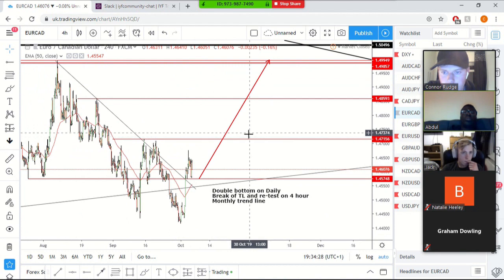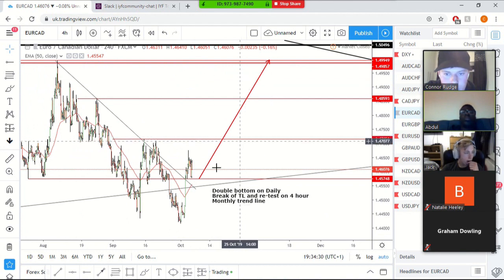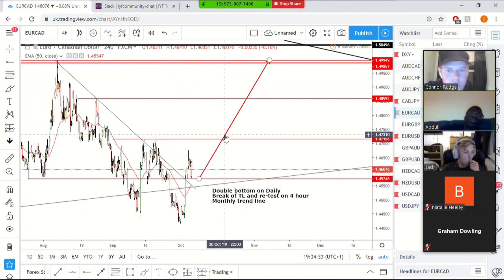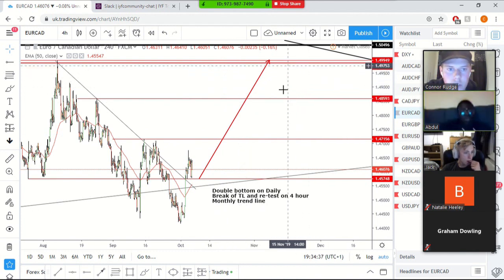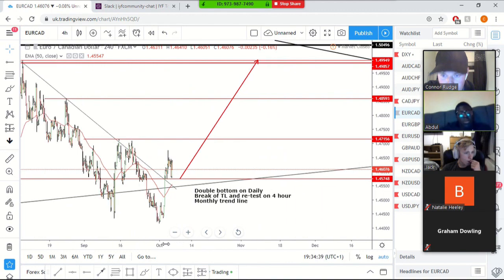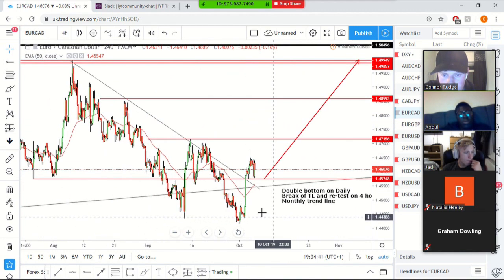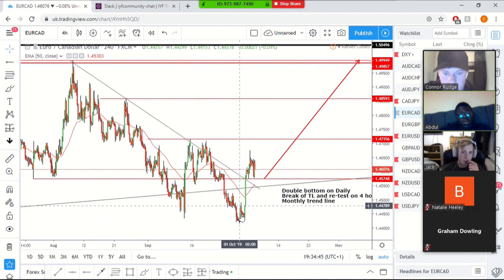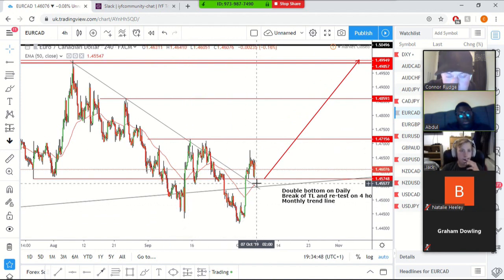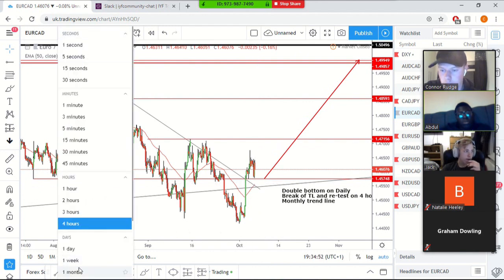I'm just going to readjust this. So 1.47 would be my first target, which would be about 130 pips. Then the next one would be 1.485, and then of course at the top. But you can see here we've had this double bottom on the trend line, which is quite important. Double bottom here, massive move to the upside. Now we've got this double bottom here, massive move to the upside. So now if we can get a retest on this monthly trend line as well, I'll come back out.